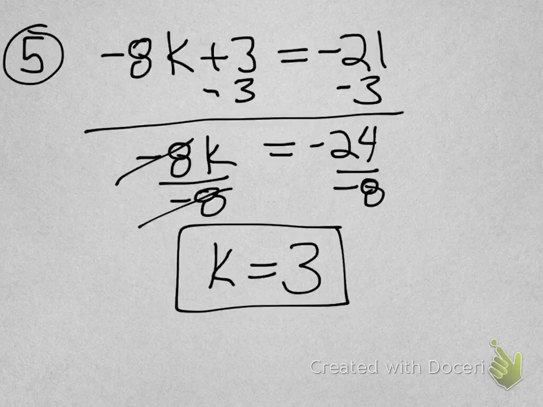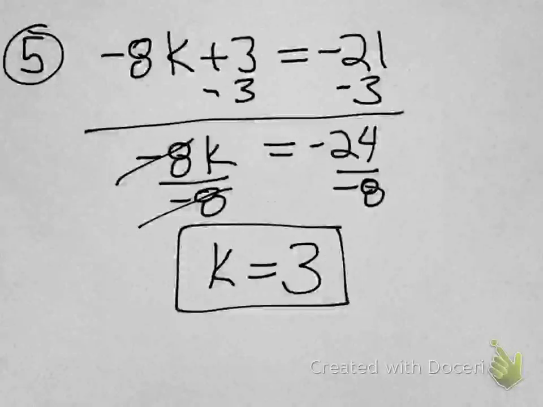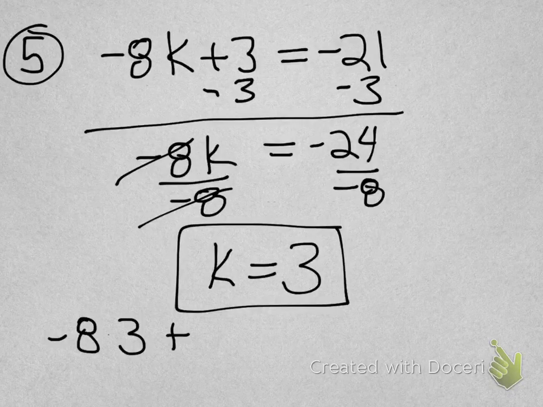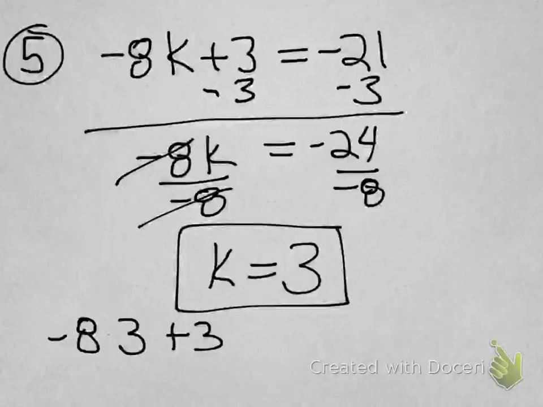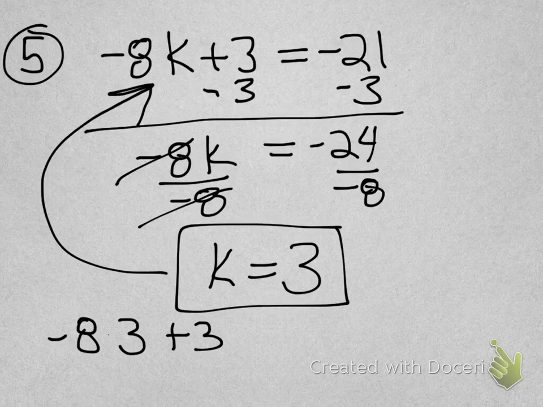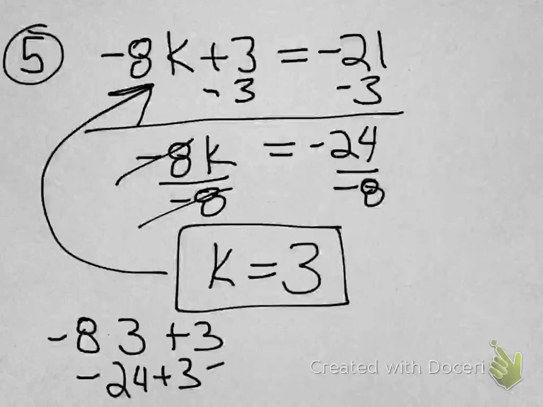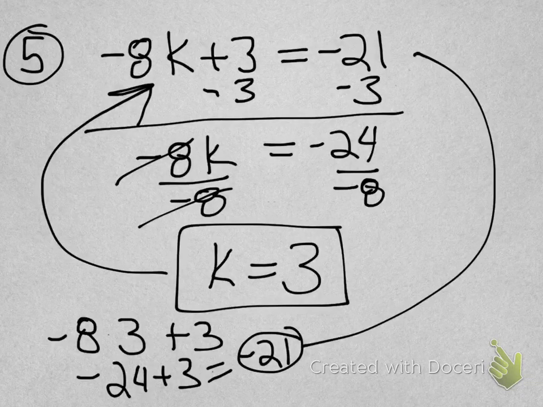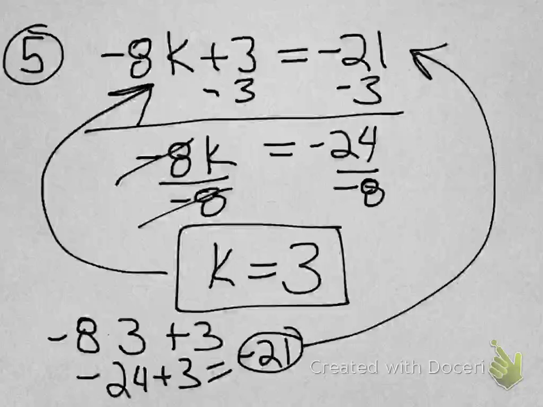So that is our answer that we figured out, but we always want to check these. So we say negative 8 times 3 plus 3. This is us just plugging this back into that original equation right there. Negative 8 times 3 is negative 24. Plus 3 ends up being negative 21, and we are correct. That is our answer. So that's a two-step equation.